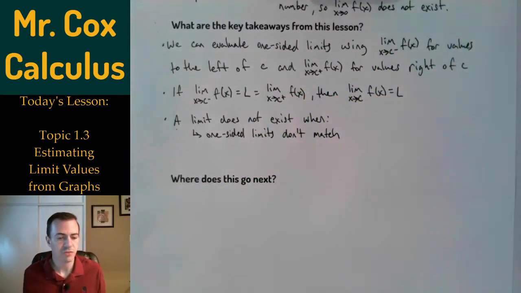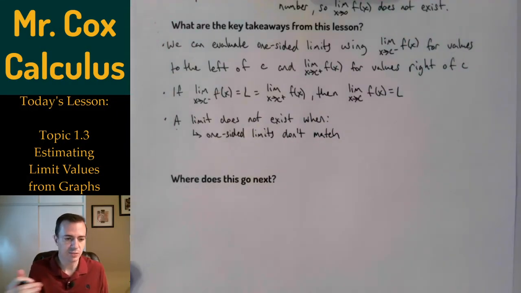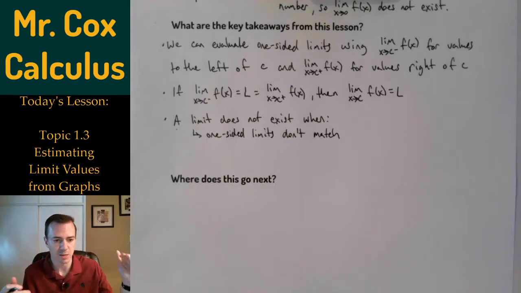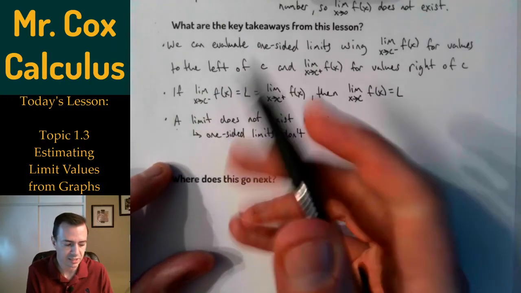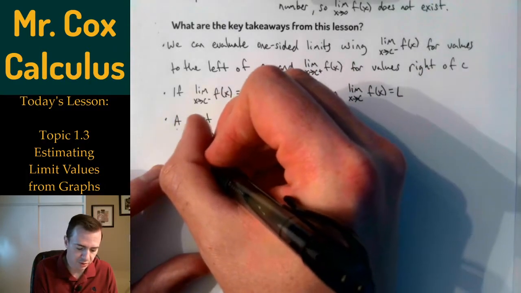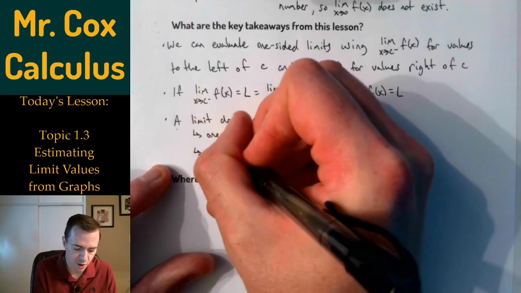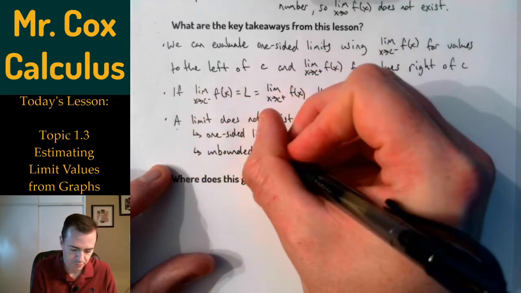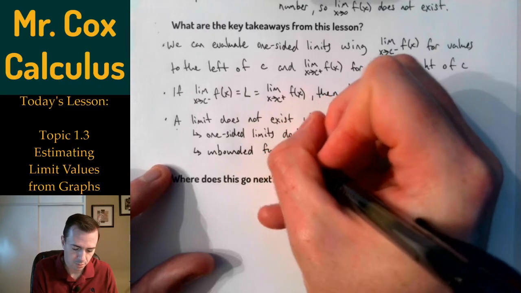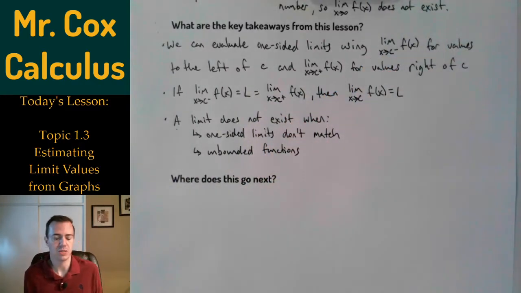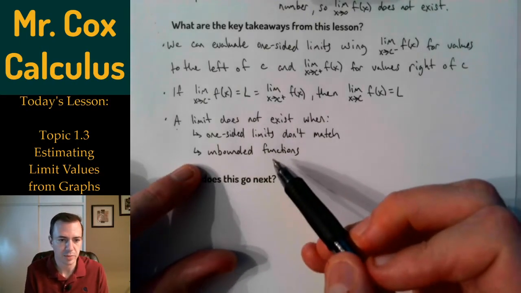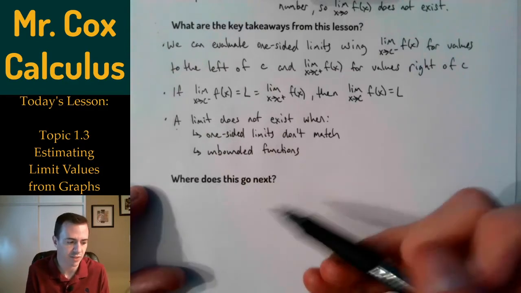We saw that with the function the absolute value of x divided by x, where we were headed to -1 from the left and we were headed to +1 from the right. We were going to different places, and that meant that the limit doesn't exist. We also learned that the limit might not exist for functions that are unbounded. Now we might use our limit notation to describe the behavior in terms of heading to positive infinity or negative infinity, but in order for the limit to exist, it has to be headed towards a finite number.